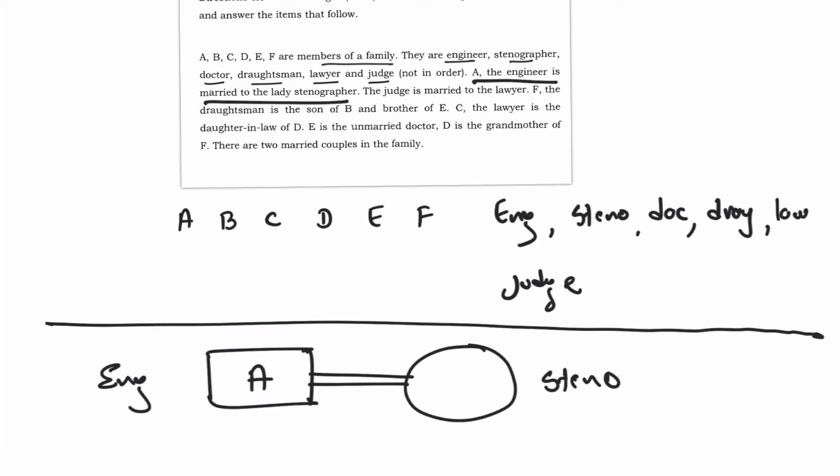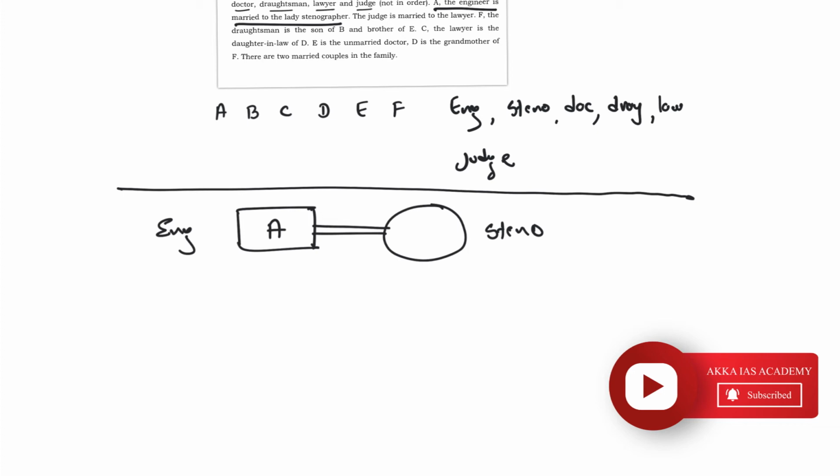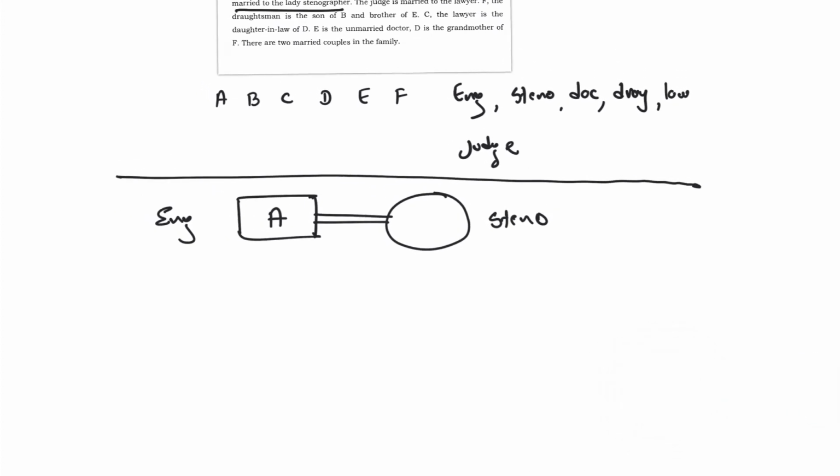A, the engineer, is married to lady stenographer. And the judge is married to lawyer. You can do it like this also: A we can cancel out, since we got engineer and stenographer. We can cancel out like this; for our reference sake it will be easy.